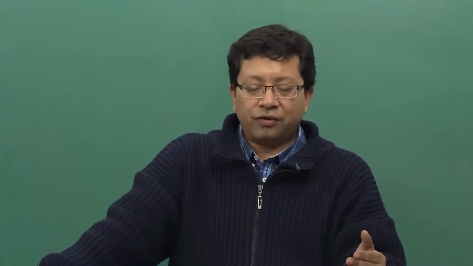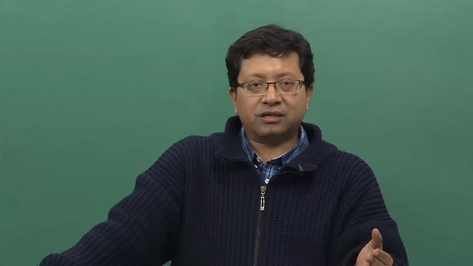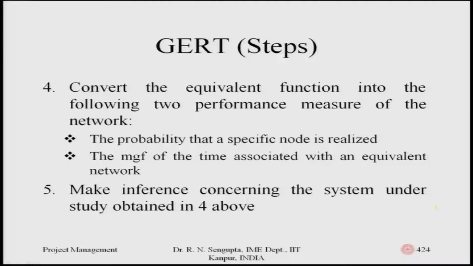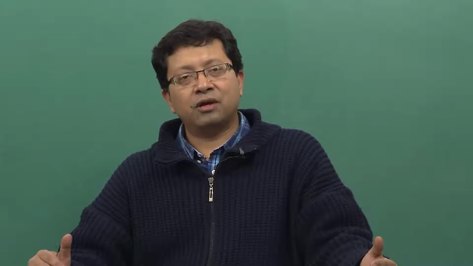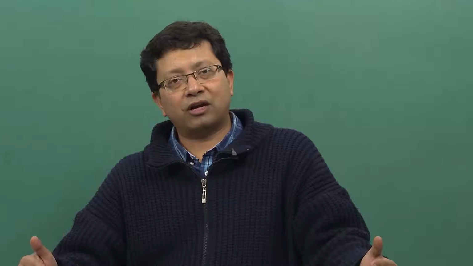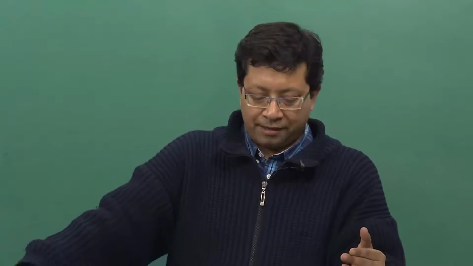The fourth point of the GERT steps, how you proceed to make the steps in the GERT, is to convert the equivalent function into the following two performance measures of the network. Basically, depending on the two inputs, you will want to finalize how you will utilize these two inputs or parameters in order to rank or find out the overall working efficiency of the projects.